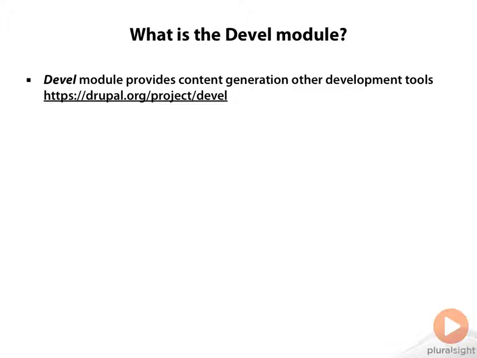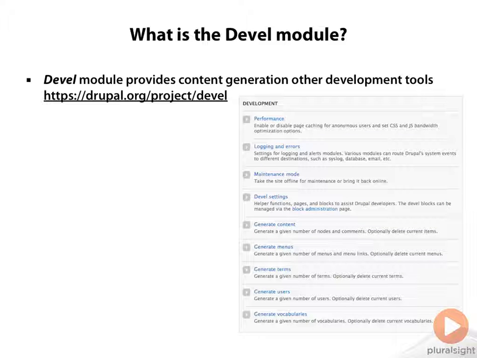The Devel module provides a series of tools to aid in development, including, significantly for our purposes here, a tool to automatically generate nodes of content, which is helpful when what you are trying to do is to create multi-page views of teasers and summaries and so on. You don't want to have to go in and manually create dozens of nodes of content. You'll find that it supports other features as well.